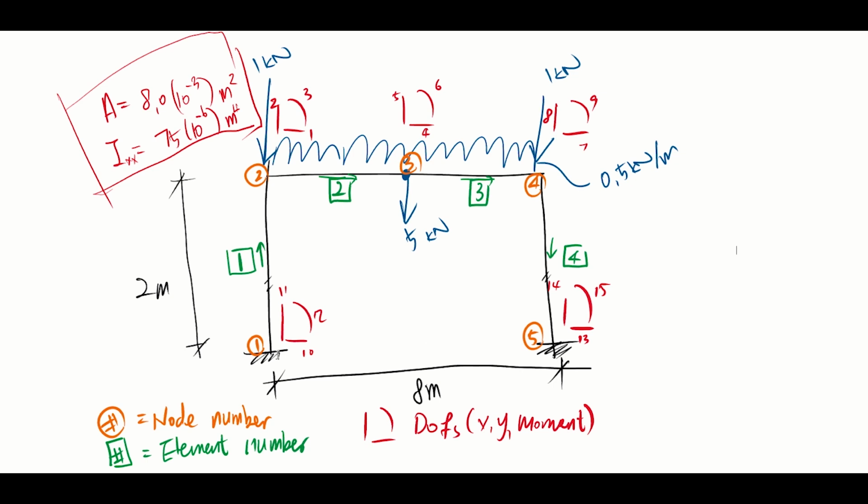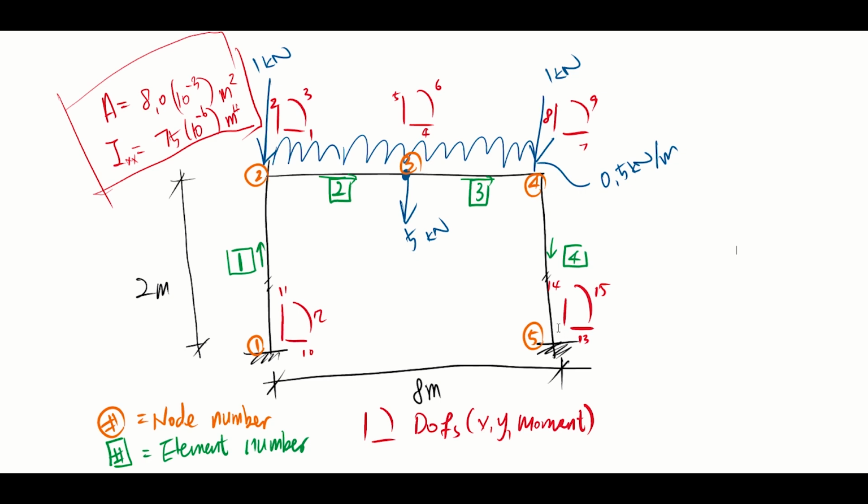Starting from the far left bottom, the nodes are 1, 2, 3, 4, 5, and your element numbering will look like this: element 1 is in the direction node 1 to 2, element 2 is node 2 to 3, your third element is node 3 to 4, and your fourth element is node 4 to 5.